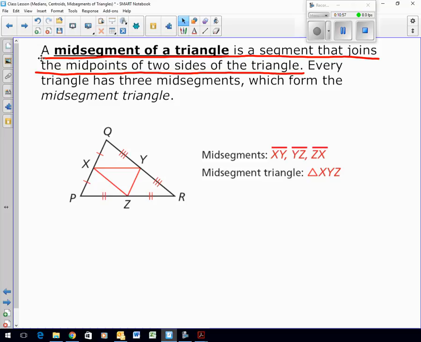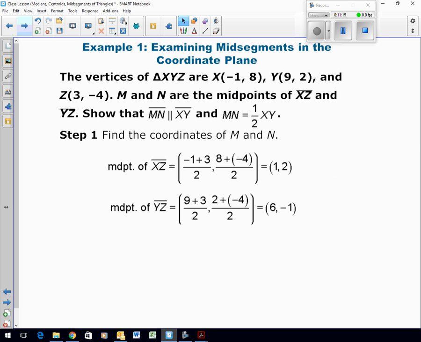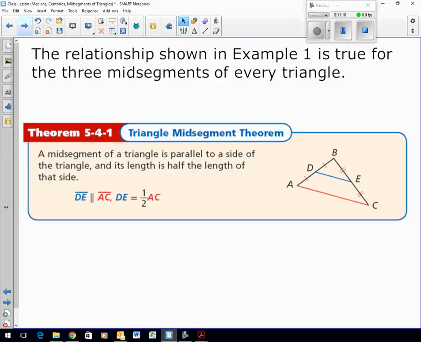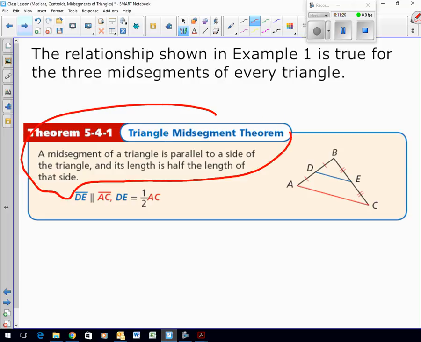Here's a hint. XY is parallel with PR. XZ is parallel with QP. I'm sorry, did I say XZ? YZ is parallel with QP. XZ is parallel with QR, which sets up my triangle mid-segment theorem. I'm going to write this down. The triangle mid-segment theorem says a mid-segment of a triangle is parallel to a side of the triangle, and its length is half the length of that side.